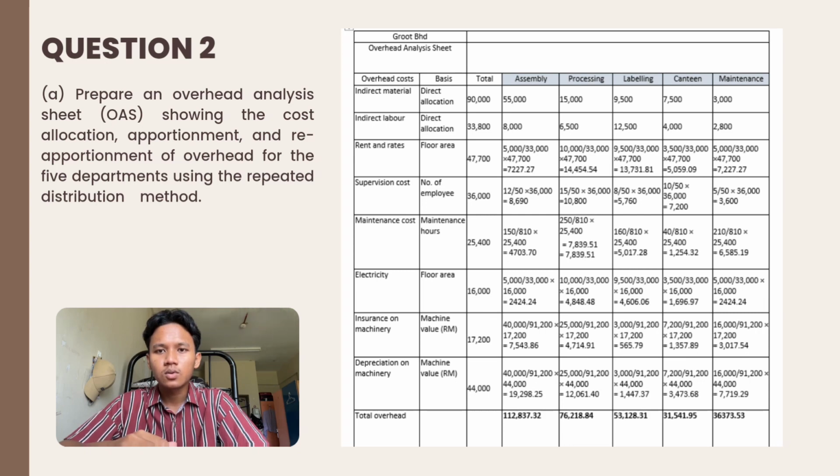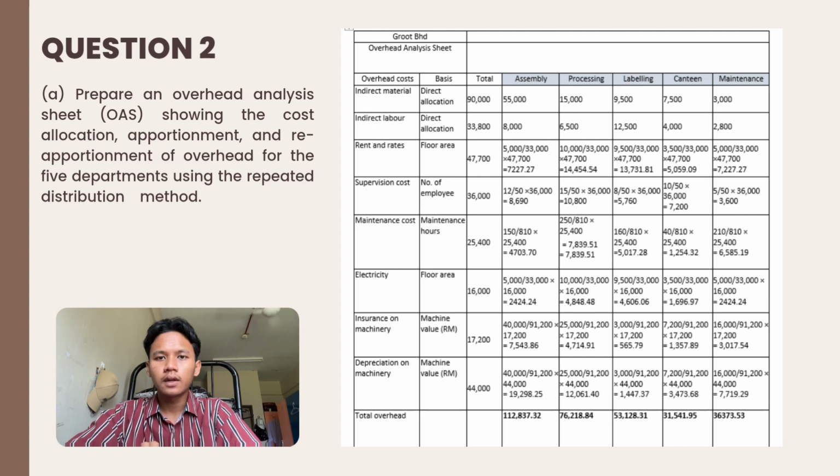300,000 and times the total cost of electricity, 47700. The formula that I use is unit of floor area divided by total floor area times the total cost of electricity. The same goes for supervision cost, which is based on the number of employees. Maintenance cost is based on electricity. Electricity is based on floor area. Insurance is based on machine value. And lastly, depreciation on machinery is based on machine value.